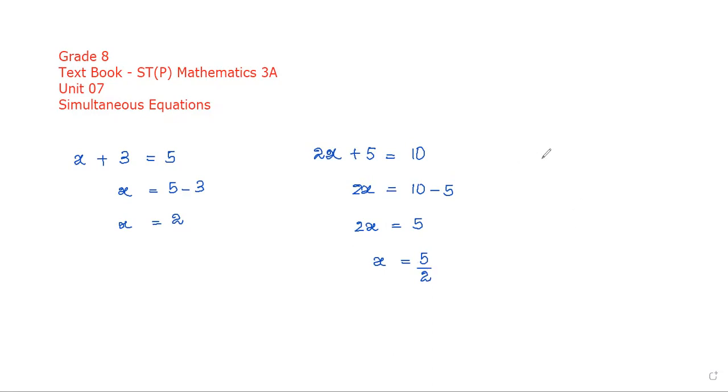And I'll give you one more example. Sometimes you have 2x plus 5 equal to 10 minus x, something like this, where you have the x variable on both the left and right sides. So you bring that negative x to this side, it becomes positive x. Then this positive 5 you bring to the other side, negative 5. So you have 3x equal to 5, so x is equal to 5 over 3.